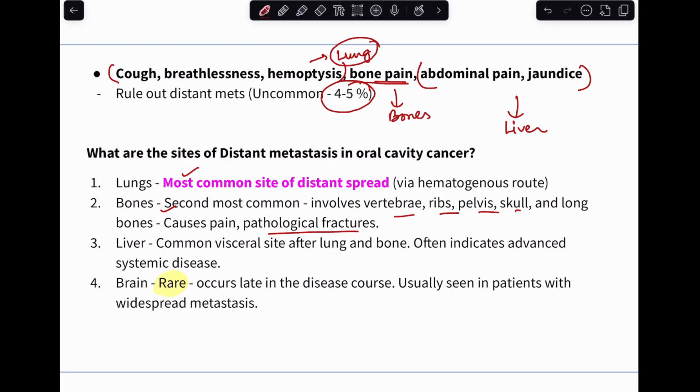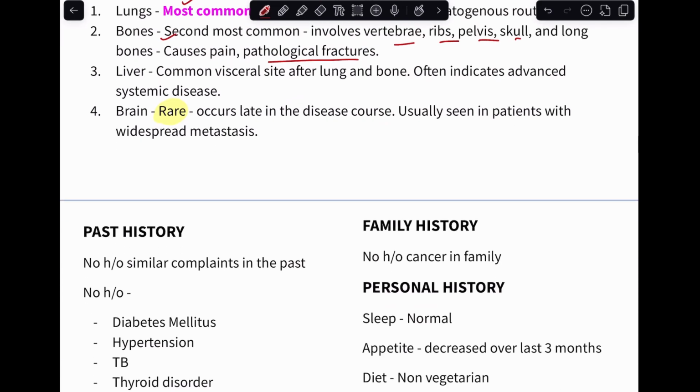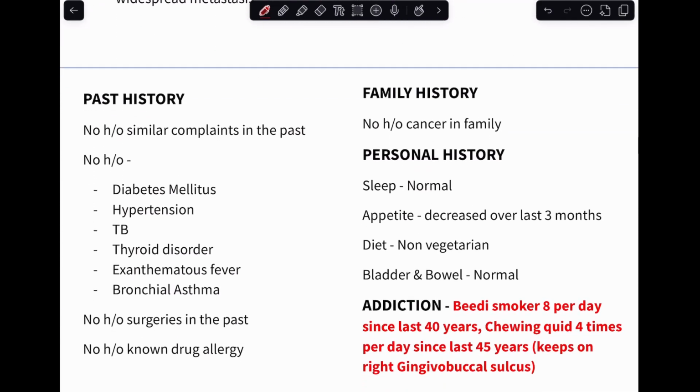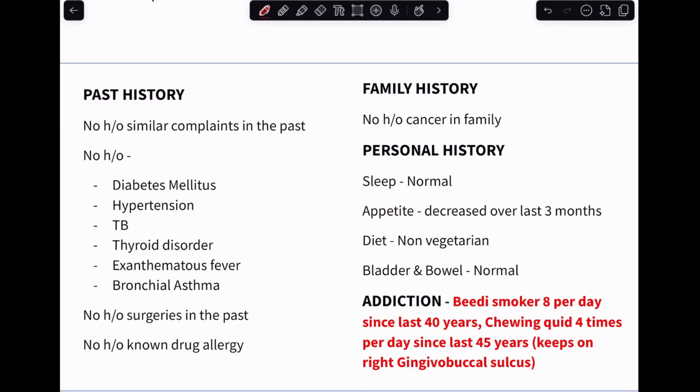So this history will help us in finding out whether the patient has any distant metastasis or not. So that's all about the negative history. I hope you have understood the importance of taking each one of those points, as it will indicate more features about the disease, how much it has extended, and what structures it has involved.